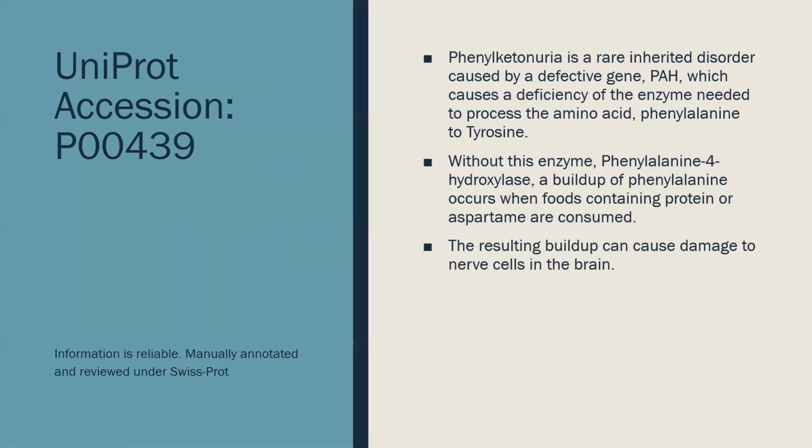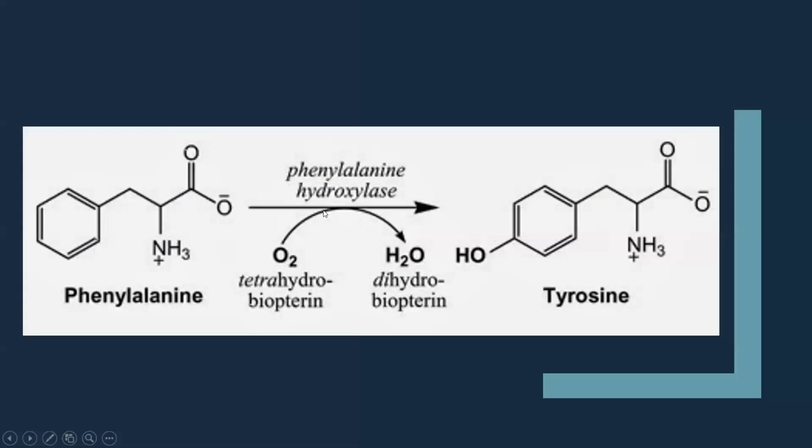So when this enzyme isn't working, the phenylalanine in your body isn't being converted to tyrosine. So the buildup can result in brain damage. I got most of that information from UniProt. The accession number is just on the side here. And here's a picture of what's happening. The phenylalanine hydroxylase step is not happening in the body, so phenylalanine is building up and not being converted.